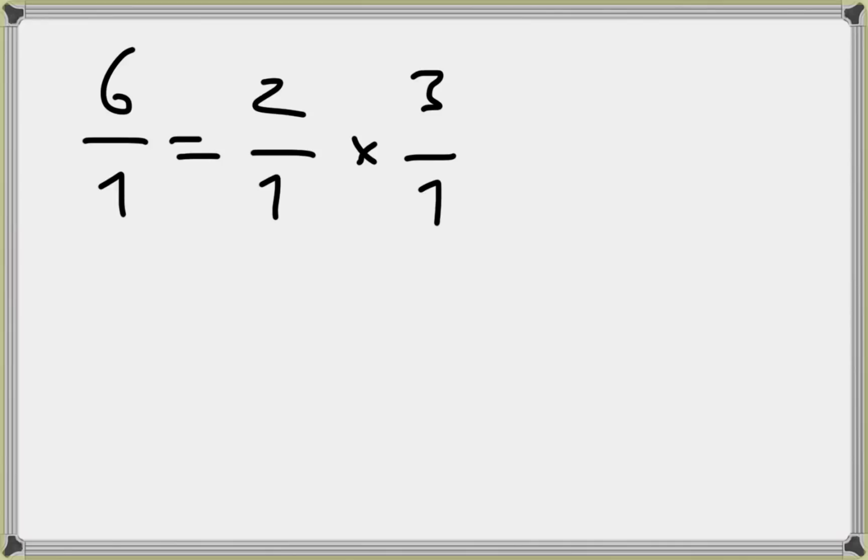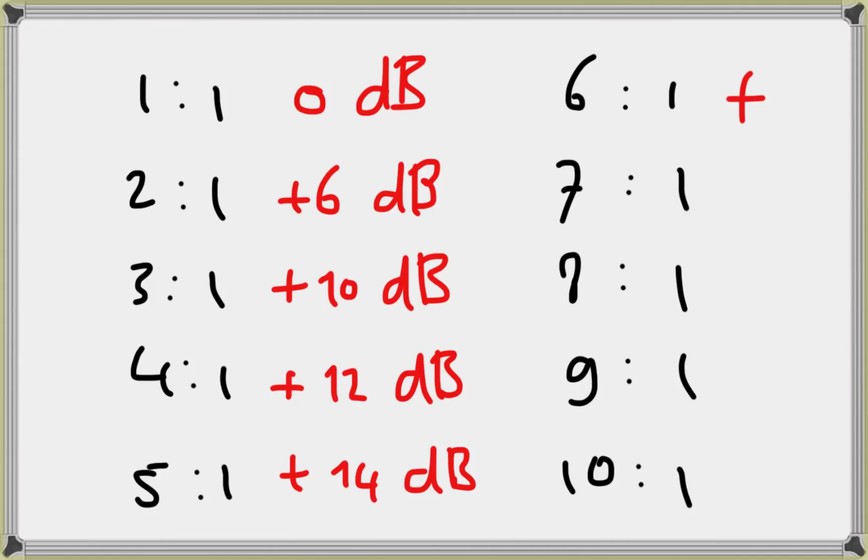However, these fractions are members of the five-fingered rule, and I know that if I have a 2 over 1 ratio, that is a 6 dB increase, and that if I have a 3 over 1 ratio, that's a 10 dB increase, according to my five-fingered rule, telling me that 6 and 10 together becomes a 16 dB increase. So I do know 6 over 1 and can continue my list. That is a 16 dB increase, which brings us to 7 over 1.